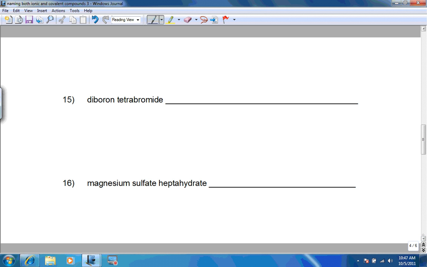Number 15. Once again, we have a prefix here. We have 2 prefixes, diboron, tetrabromide. So diboron is boron, and di means 2. Tetrabromide, bromide is bromine, and there's 4 of them because it's tetra.